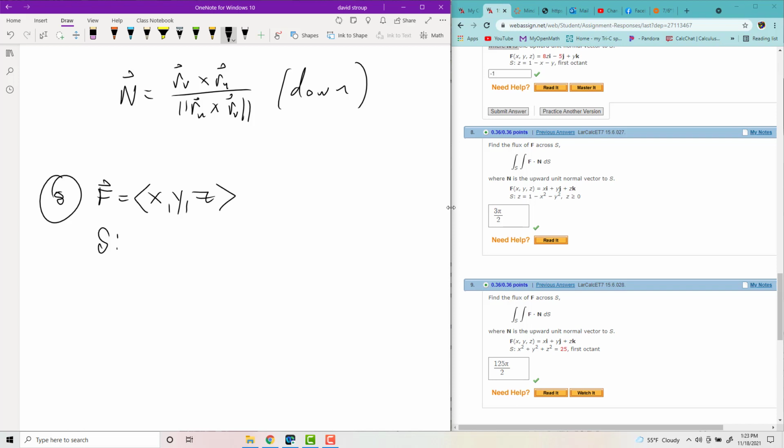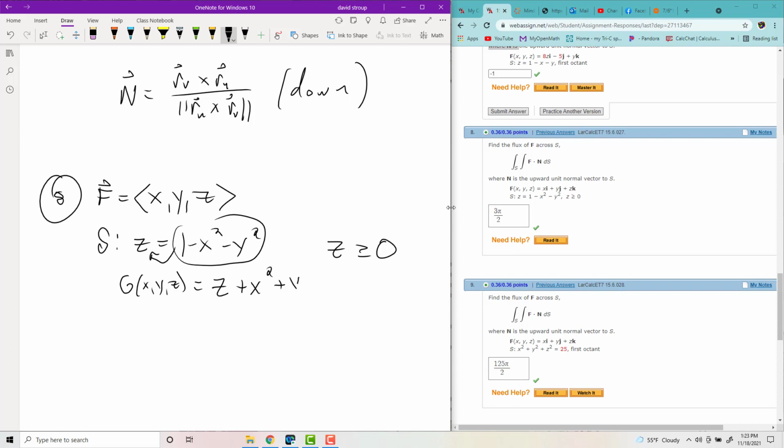Apparently I'm doing number 8 in WebAssign. Okay, so we're doing some sort of flux integral over a surface. In order to pull this off, we're going to need to rewrite z as g of x, y, z, and then get its gradient for the normal part of the double integral. So we have the f, and oftentimes you'll have to rewrite z in the dot product once you go to the actual double integral.